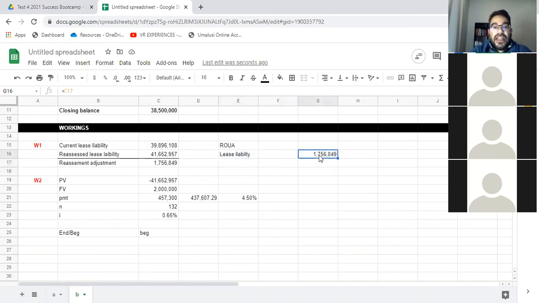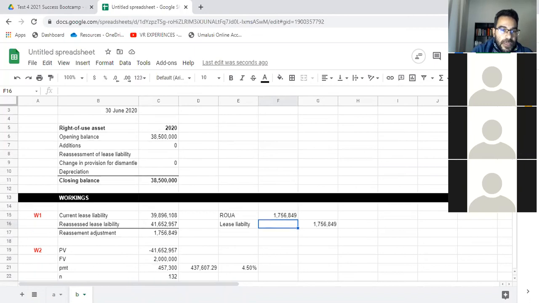So because it is a credit to lease liability, we're looking for a debit. So therefore, we're going to debit right of use asset. A debit to a right of use asset is a debit to an asset, which means an asset is increasing. So when we come over here, we're going to bring in the right of use asset at that 1.5, increase the right of use asset by 1.5. And that is going to be from working 1 and working 2 will go over here.